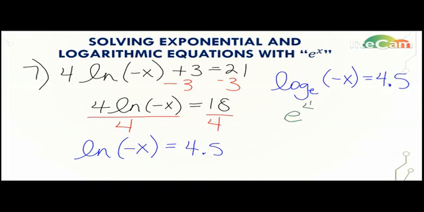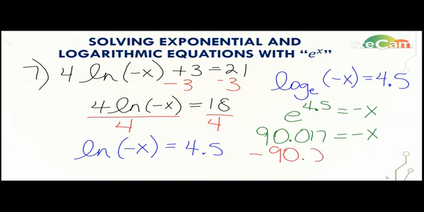And now you have e to the 4.5 equals negative x. I have just converted from my log to my exponential. My answer is going to be 90.017. So my negative, okay, now let's just remember this. Because the answer is negative 90.017, when I put the answer in for x, then it becomes positive.